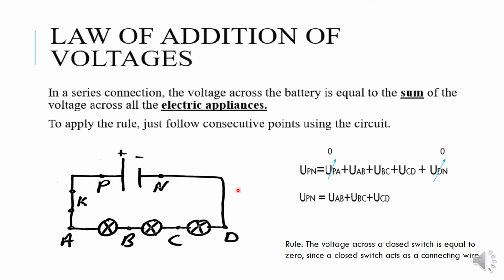So it's crossed out. UAB, we keep it. UBC, we keep it. UCD, we keep it. UDN is crossed out. Why? Since it's a connecting wire.